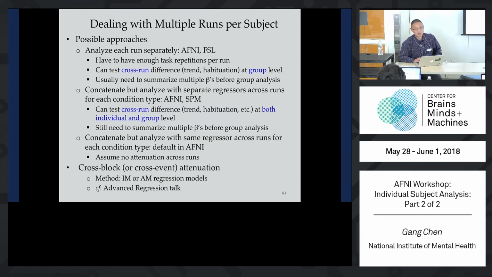You just treat the different runs as creating different regressors, basically. When you create the stimulus timing files, you have to label them differently. Then for AFNI, you just treat them as different tasks. That's pretty much straightforward.